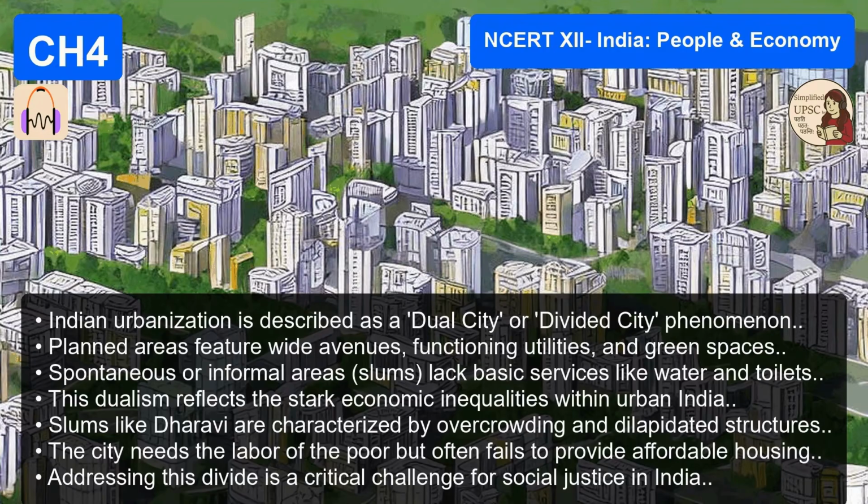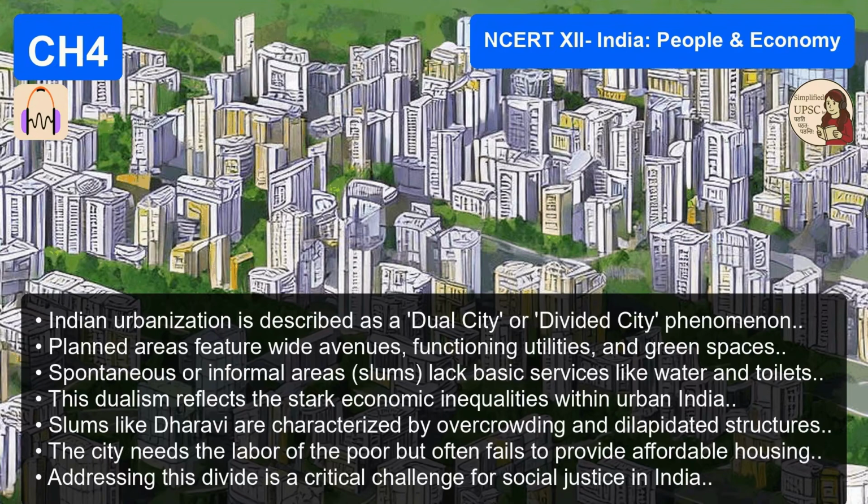What does that dualism look like? Well, on one side of the road, you have the planned city. Wide avenues, streetlights that actually work, manicured parks, privacy, 24/7 water supply, security guards. It looks like it could be in Singapore or London. And on the other side? You have the spontaneous city, the slums, the Jhuggi-Jhopri clusters.